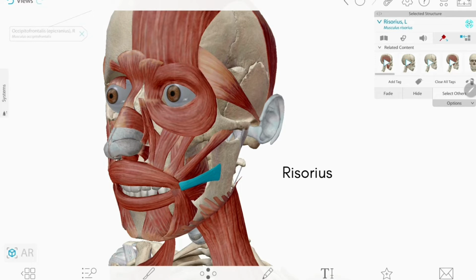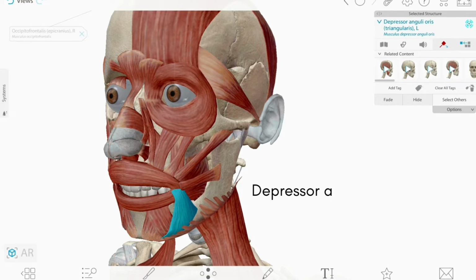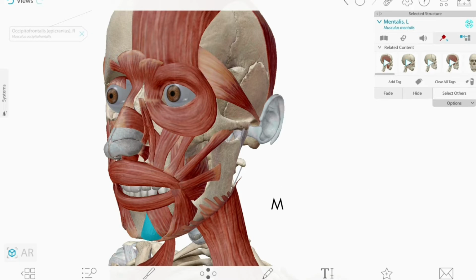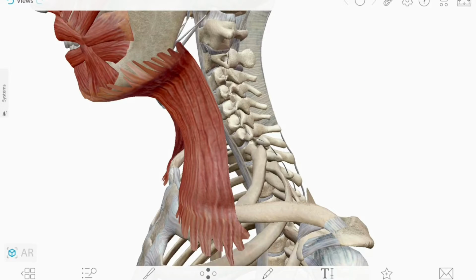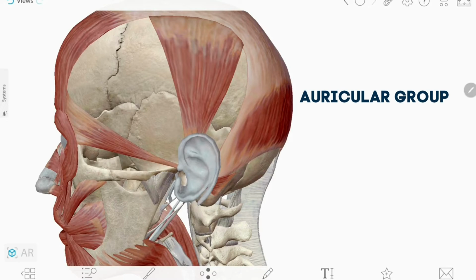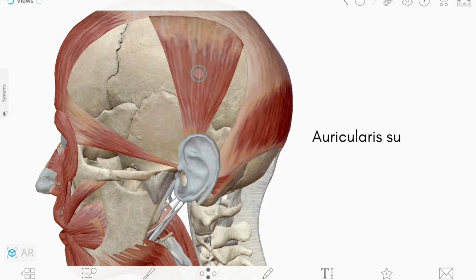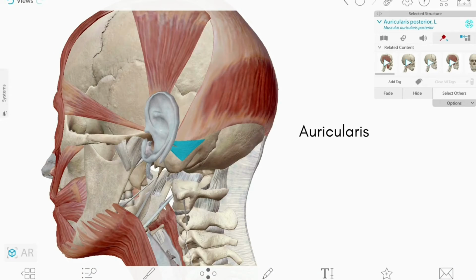Risorius is located lateral to the mouth, while buccinator is located deep to it. Depressor labii inferioris, depressor anguli oris, and mentalis are located inferior to the mouth. The neck group follows. The sole muscle in this group is the platysma. The auricular group comes next. Auricularis anterior, auricularis superior and auricularis posterior make up this group.